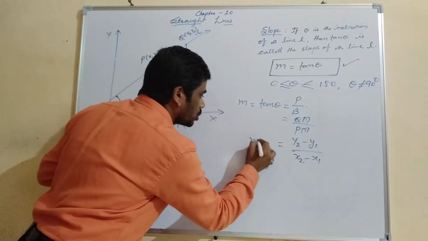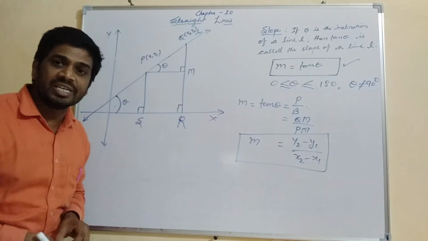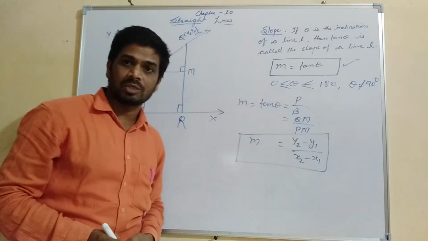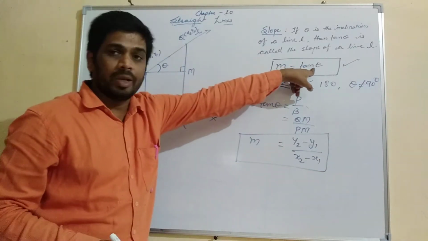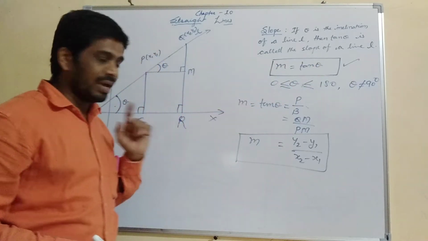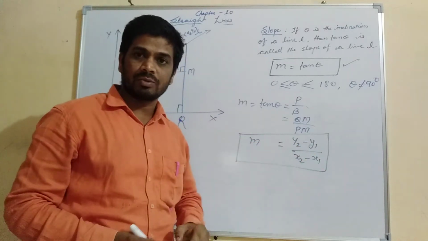So this will be the slope of the line L when the coordinates of the 2 points are given: Y2 minus Y1 upon X2 minus X1. When inclination is given, we will use m equal to tan theta to find the slope, and when the coordinates of the 2 points are given, we will use Y2 minus Y1 upon X2 minus X1.